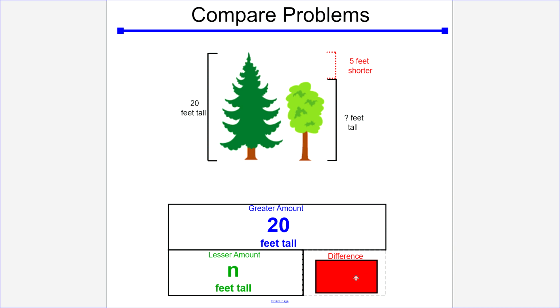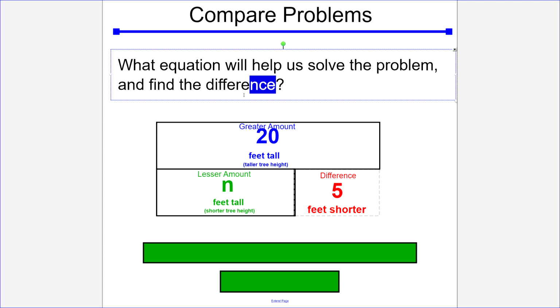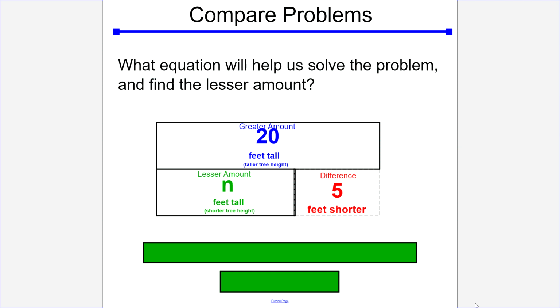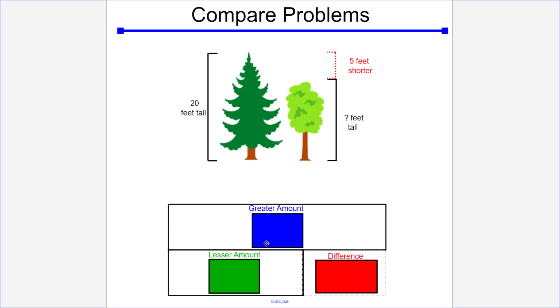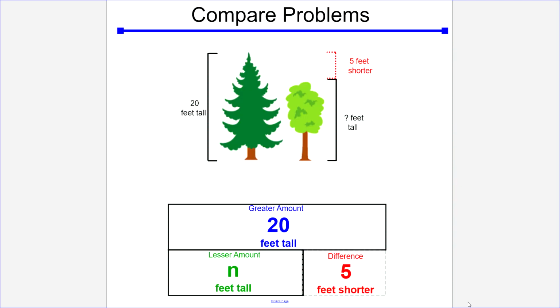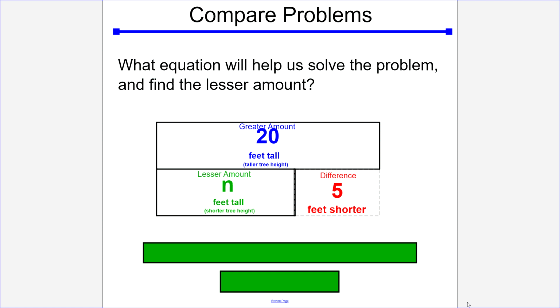What will we put for the difference? What is the difference in this problem? What is the difference between the greater amount and the lesser amount? Yes, the difference between the greater amount and lesser amount is 5 feet. The shorter tree is 5 feet shorter, so our difference is 5 feet shorter. What equation will help us solve this problem and find the lesser amount? Will we add or subtract?